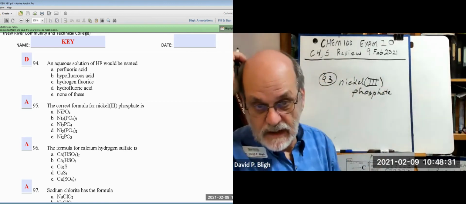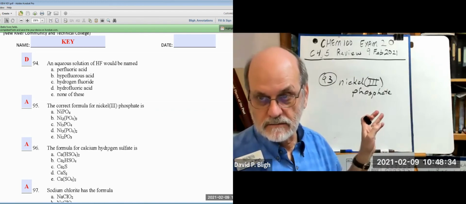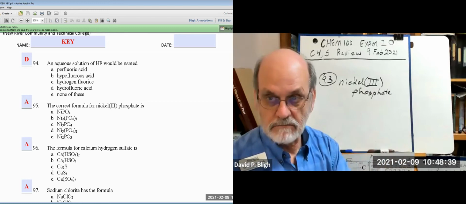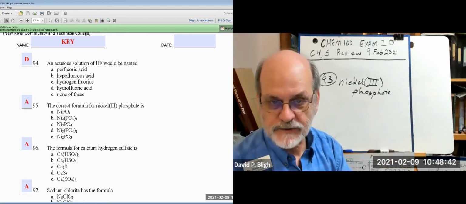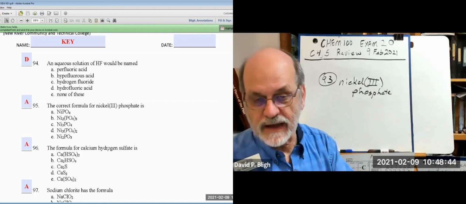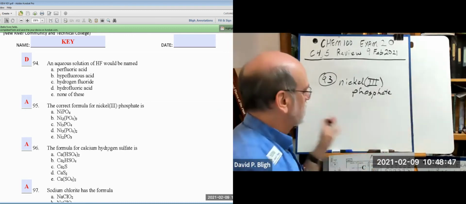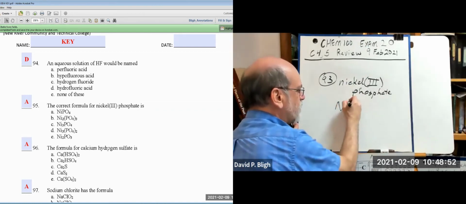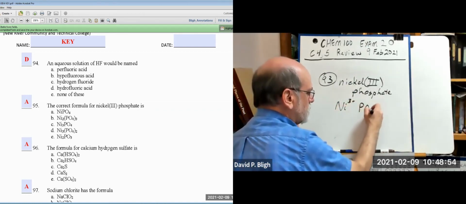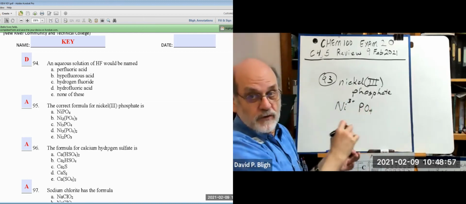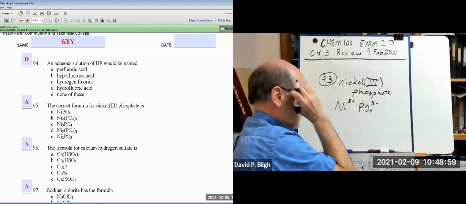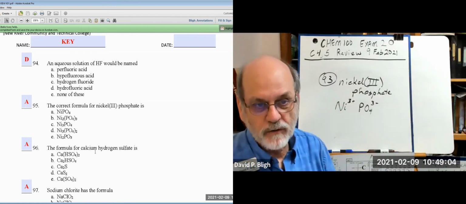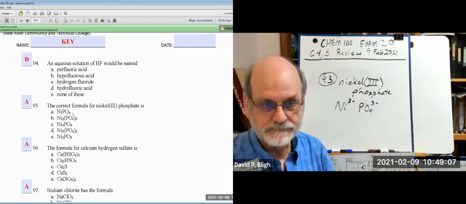All right, is that name correct? Okay, nickel is a transition metal, so yeah, we need the Roman numeral there. Phosphate, that's a valid polyatomic ion, so we can proceed. So what's the symbol for nickel? Ni, right, has a 3+ charge. Phosphate is a polyatomic ion with 3- charge. So that's it. You only need one of each. NiPO4, A. That's it.